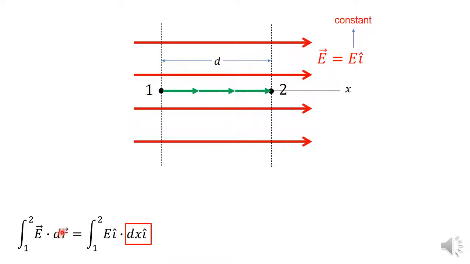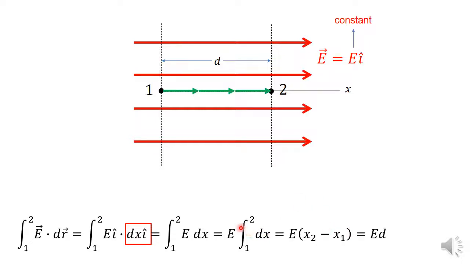So if you put dr to be dx i, the element of length here, we're only along the x direction, so put dr to be dx i. Now i dot i is 1, so you get the integration of E dx. E in this problem is constant, so it can go outside of the integration. Integration from 1 to 2 of dx is x2 minus x1, the upper limit minus the lower limit. So x2 minus x1 is a positive number, because it's the coordinate of this point minus the coordinate of this point, which gives you a positive number, which means it's just the length d.